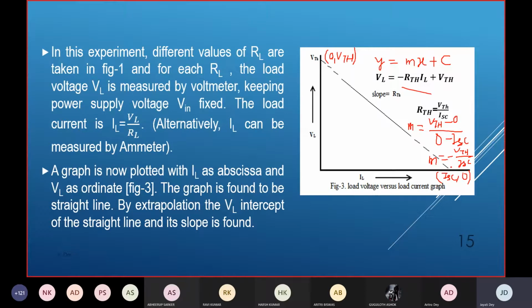VThevenin is nothing but the open circuit voltage when the load resistance is removed. And ISC is the short circuit current when RL is 0. The 2 points across which the RL is connected are shorted, right? So here we will show everything to you and we will verify whether it is coming or not.